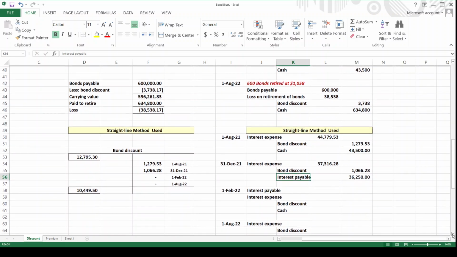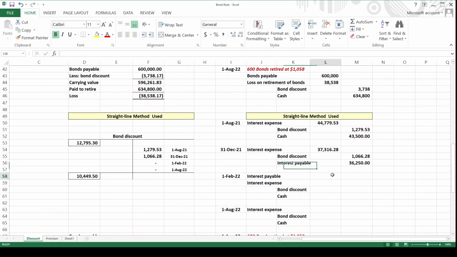We move on to February. We make the interest payable disappear. We need 1 month worth of interest. So I'm going to take this, which is 6 months worth of interest expense, and divide. Yeah. Copy this formula over here. So this part of the entry is 1/6 of these numbers here. Yeah.